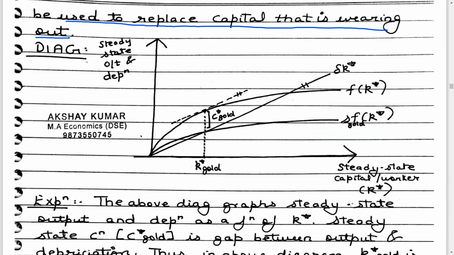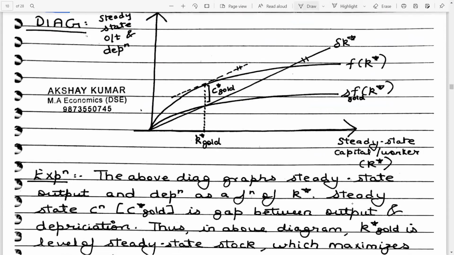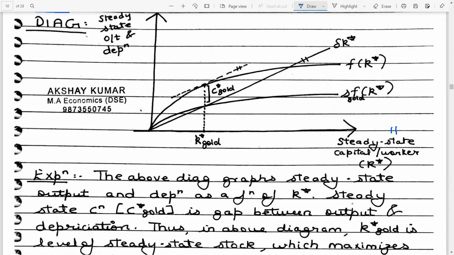Let's look at the diagram now. So what are we measuring on the horizontal axis? On the horizontal axis, we are measuring the steady state level of capital stock per worker. That means, guys, on the horizontal axis, we are not measuring small k. We are measuring K star. It means all the capital stocks on the horizontal axis are already steady states.